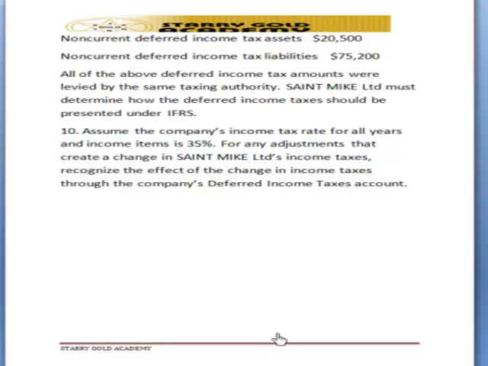Assume the company income tax rate for all the years and the income tax item is 35% for any adjustment that creates a change in St. Mike Limited income taxes. Recognize the effect of the change in income tax through the company's deferred income taxes account. That is just a note, so no IAS or IFRS is responding to that.